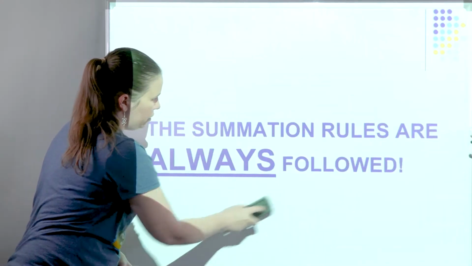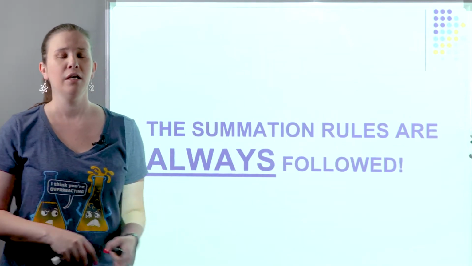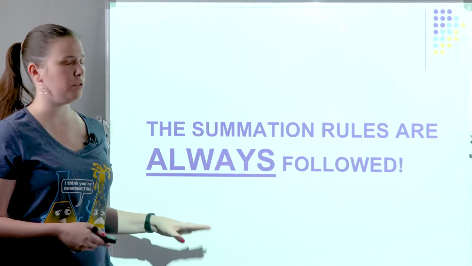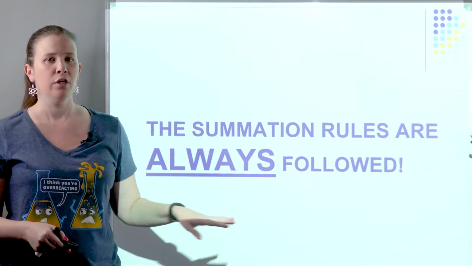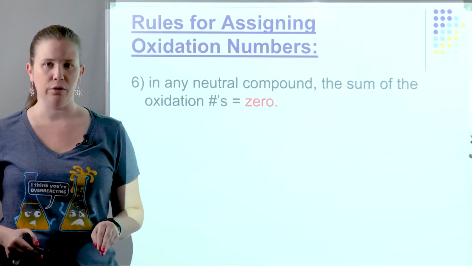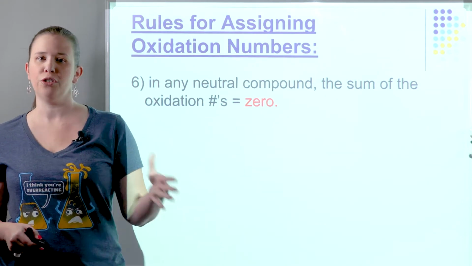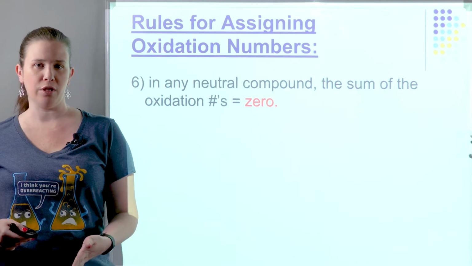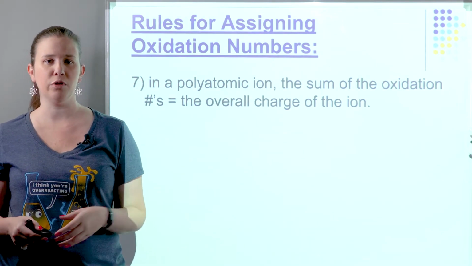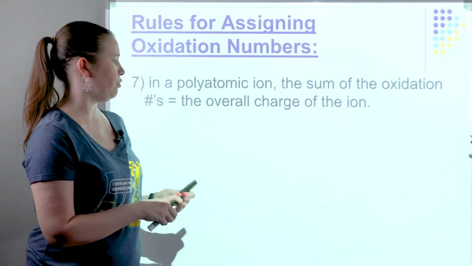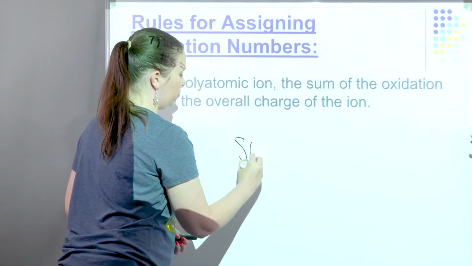So the idea that we still add up to 0 is still going to apply, and it's super important. Where those other rules are guidelines that need to be followed in order, the summation rules will always work. So if you're looking at a neutral compound, the oxidation numbers should add up to 0, like I just showed with the hydrogen peroxide. If you're dealing with polyatomic ions, the sum of the oxidation numbers should total the overall charge of the ion. Let's look at sulfate, for example.